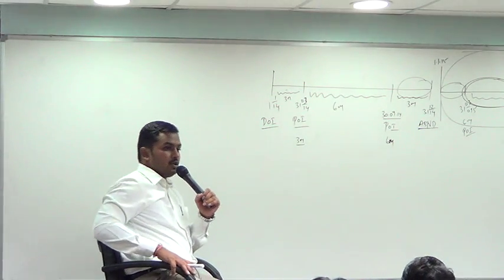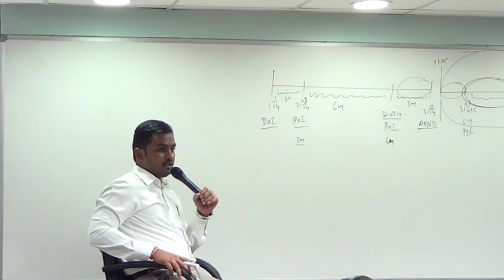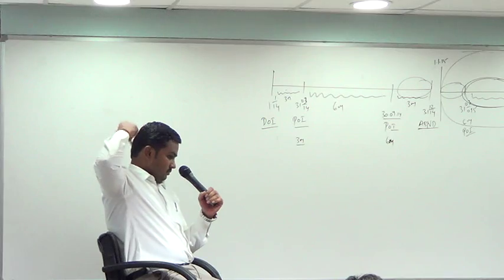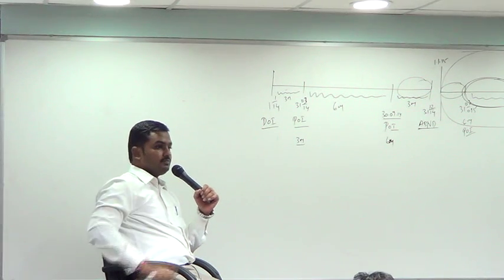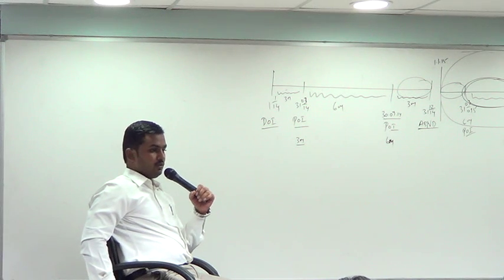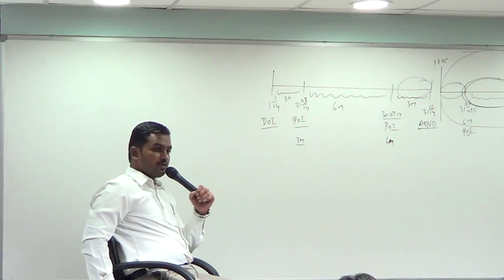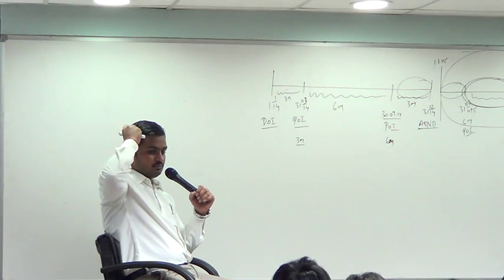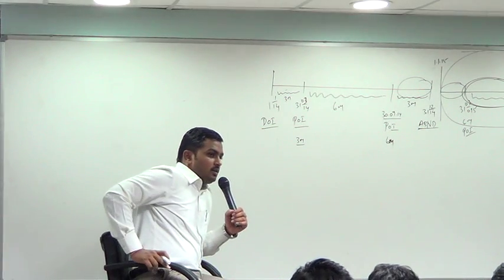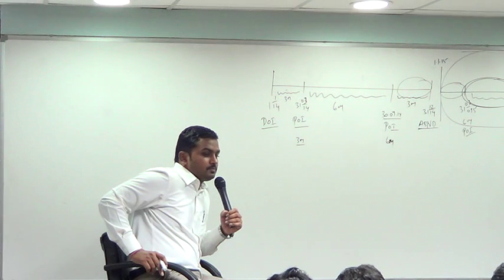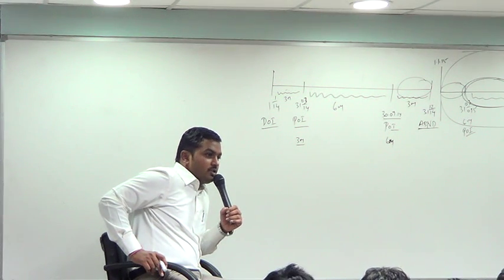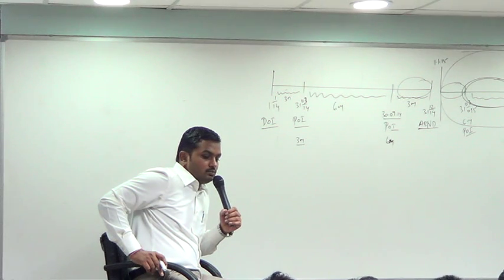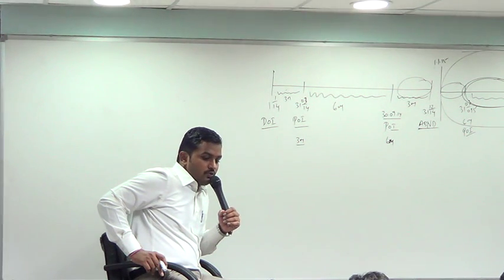Next item, next situation. If debentures are redeemable in installments, underline. There you write, clearly please write: sum of digits method. Sum of digits method has to be followed.